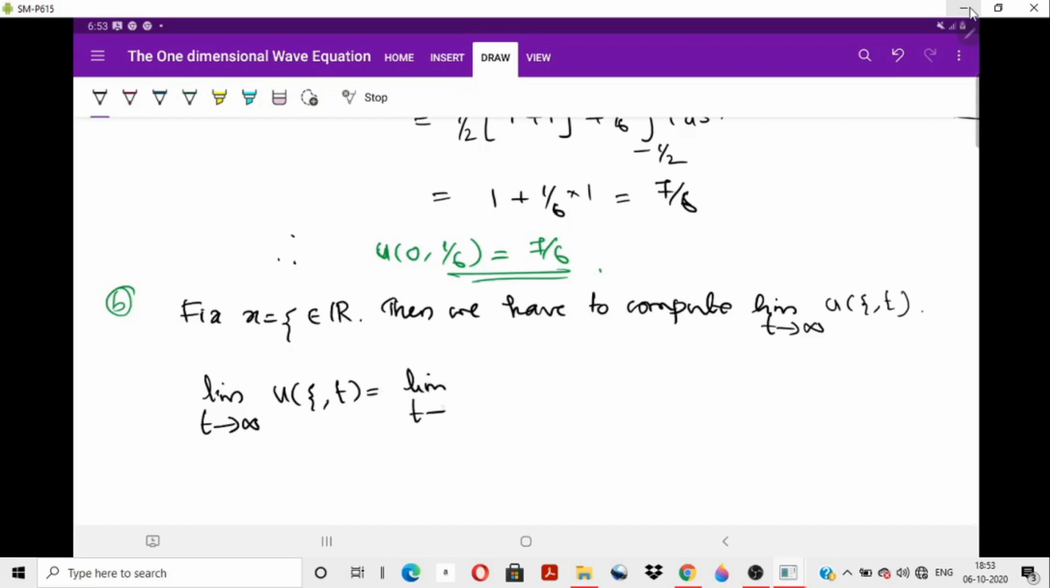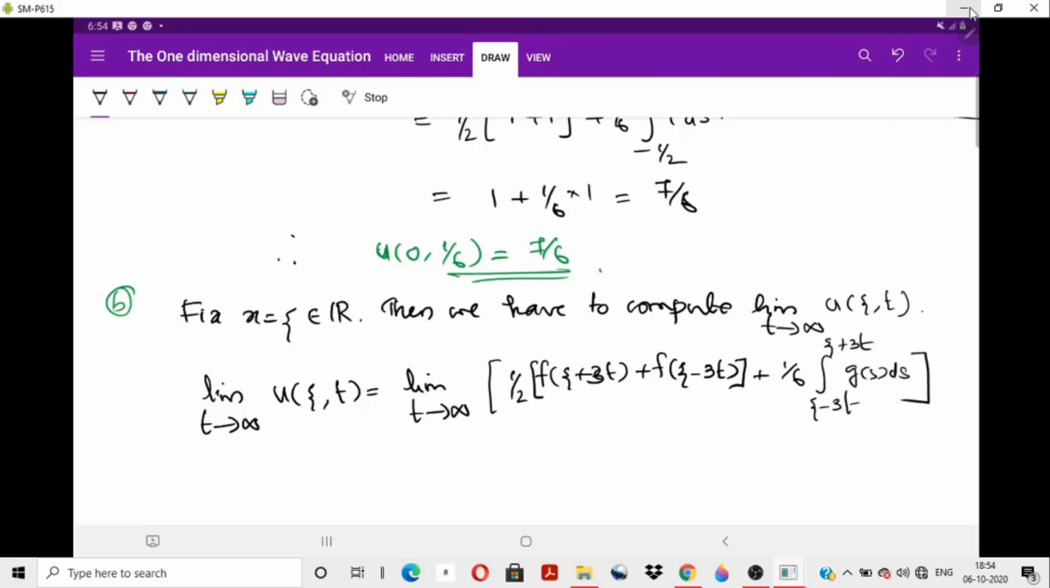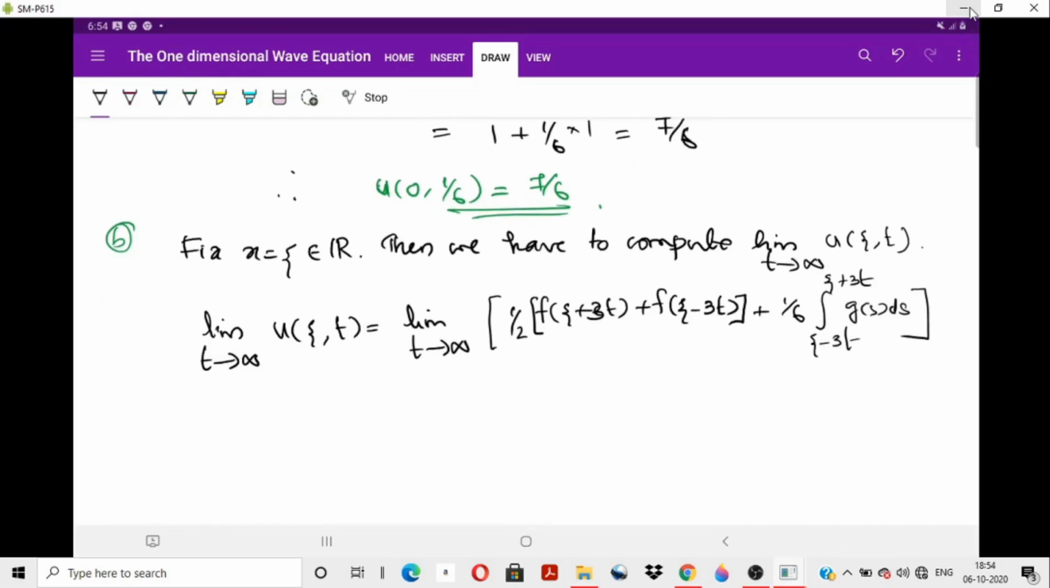as t tends to infinity of 1/2 into (f of theta plus 3t plus f of theta minus 3t) in brackets, plus 1/6 into integral from theta minus 3t to theta plus 3t of g of s ds. So we need to find what f of theta plus 3t and f of theta minus 3t will be as the limit t tends to infinity.